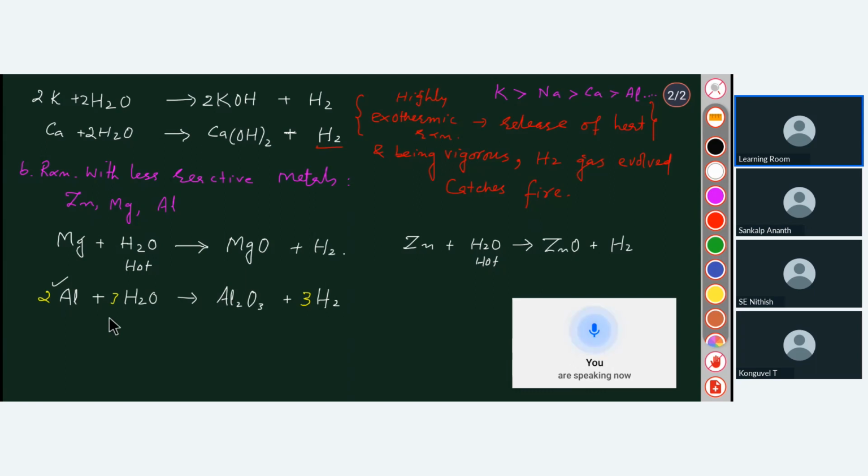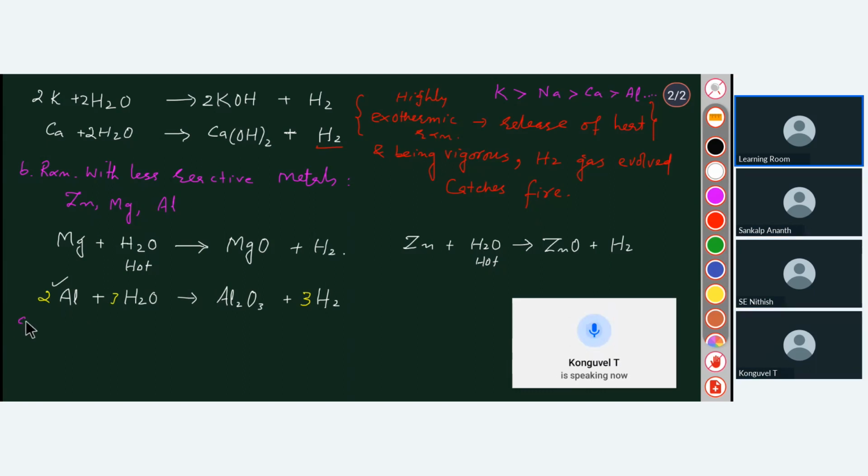If we are having highly reactive metal, then it reacts with the cold water. If we are having less active metals, then it reacts with the hot water, right? Does aluminum react with normal water? Aluminum will not react with the normal water because it is a less reactive metal.